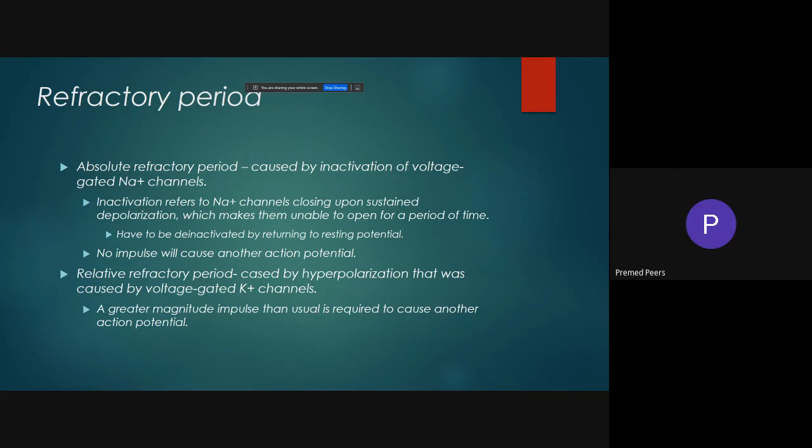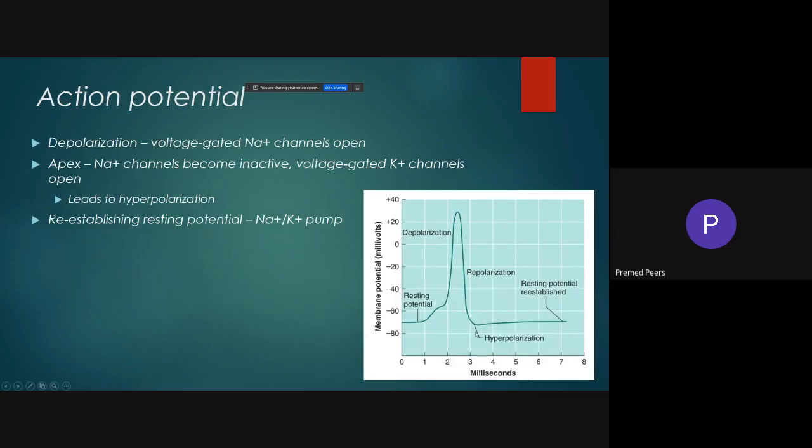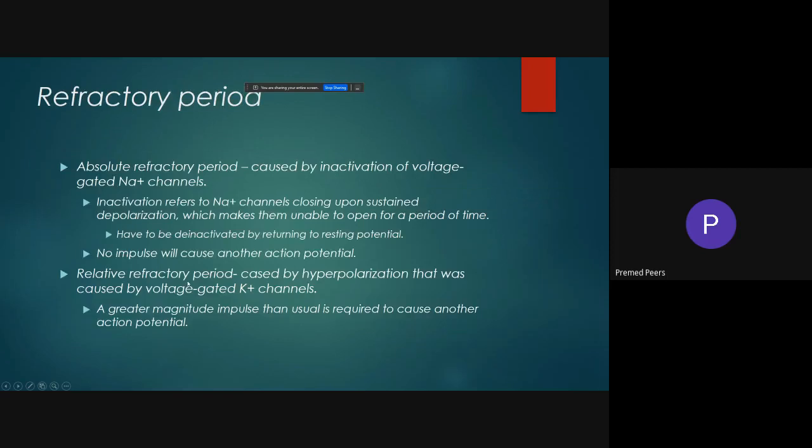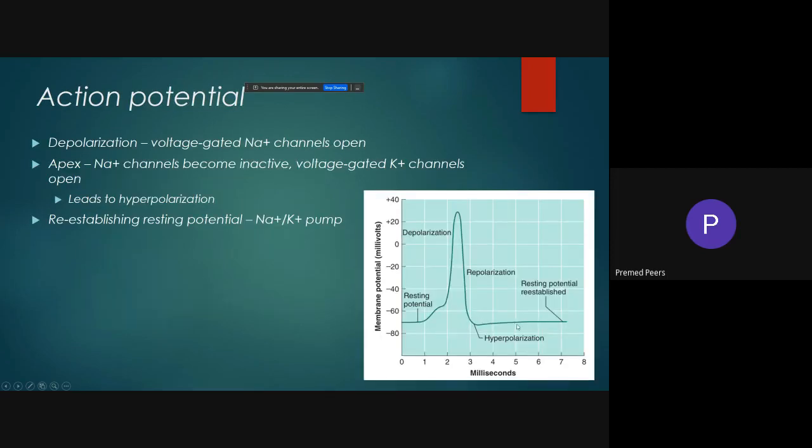Now, the relative refractory period is longer, and it's caused by the hyperpolarization. So notice for a little period after here, you could notice for this period here, the resting potential was lower. So we're going to see with summation in a minute that it takes a stronger impulse to raise it. There's more of a difference to make up to get to negative 55 now, right? So it now takes a stronger impulse, and that's the relative refractory period. But of course, eventually it will return to the resting potential, and then it's just like before we started.